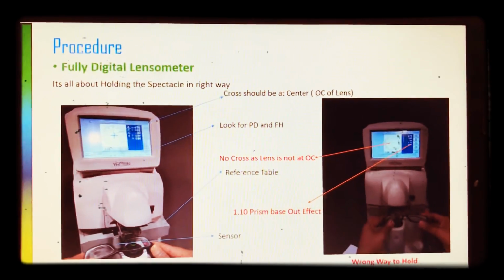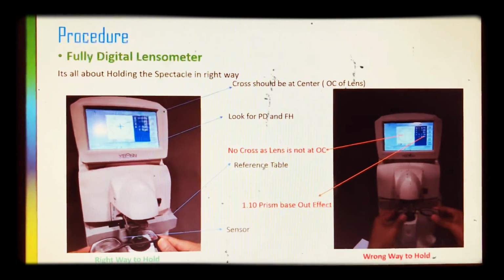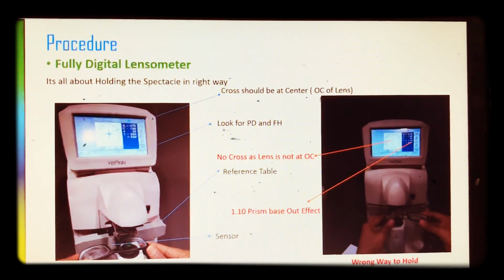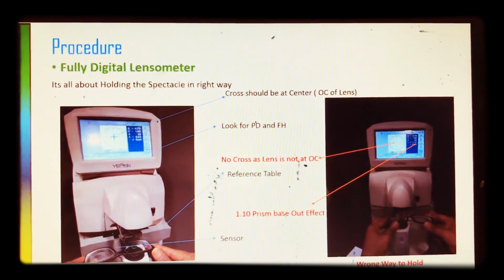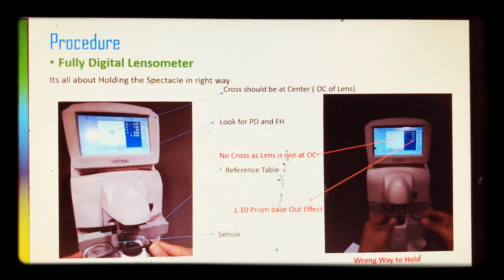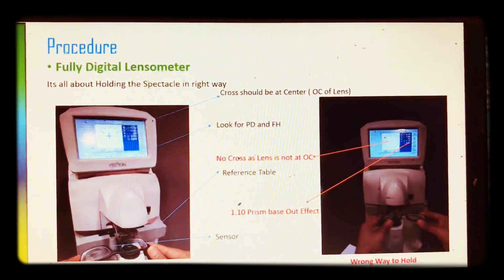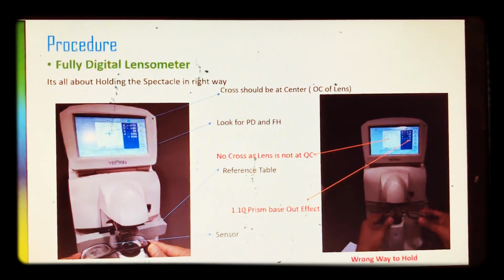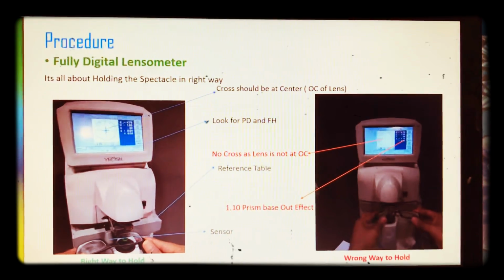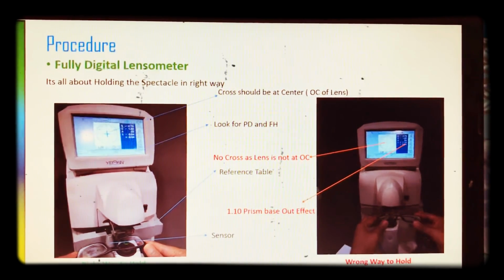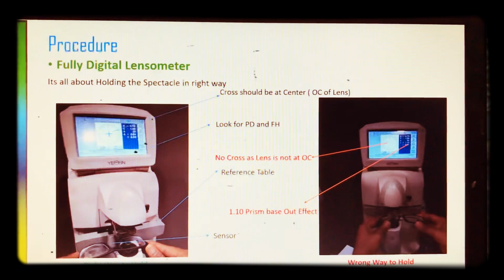Right, so we have generally two types of lensometers in the market. One is a fully digital lensometer. In a fully digital lensometer, you will automatically get the PD and fitting height in the bottom part of the lensometer, right? There's a trick in this. The trick is that you have to hold the spectacles in the right way.